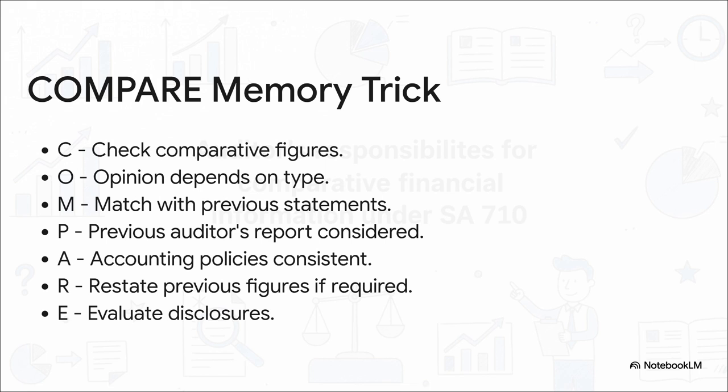C stands for check comparative figures. O reminds you that your opinion depends on the type. M means match with previous audited statements. P reminds you that the previous auditor's report must be considered. A stands for accounting policies, which must be consistent. R tells you to restate previous figures if required. And E stands for evaluate disclosures. Master the word COMPARE, and you can write a flawless answer to basically any theoretical question ICAI throws your way.